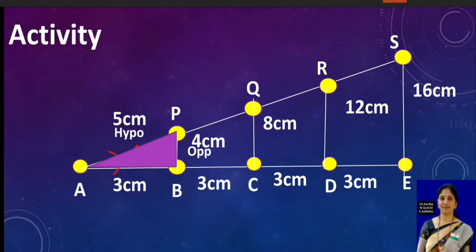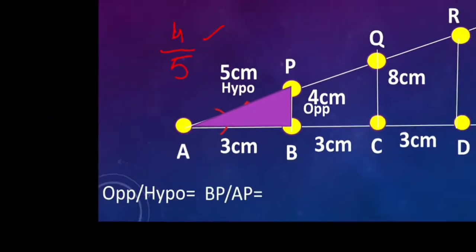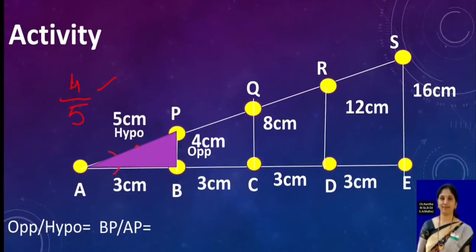Now, after that, just see, we are finding the opposite by hypotenuse ratio here. What is the opposite value here? So opposite is nothing but 4 centimeters by the hypotenuse value. Hypotenuse is 5. So we get the ratio 4 by 5 here. That is BP by AP. BP by AP is equal to 4 by 5 here.